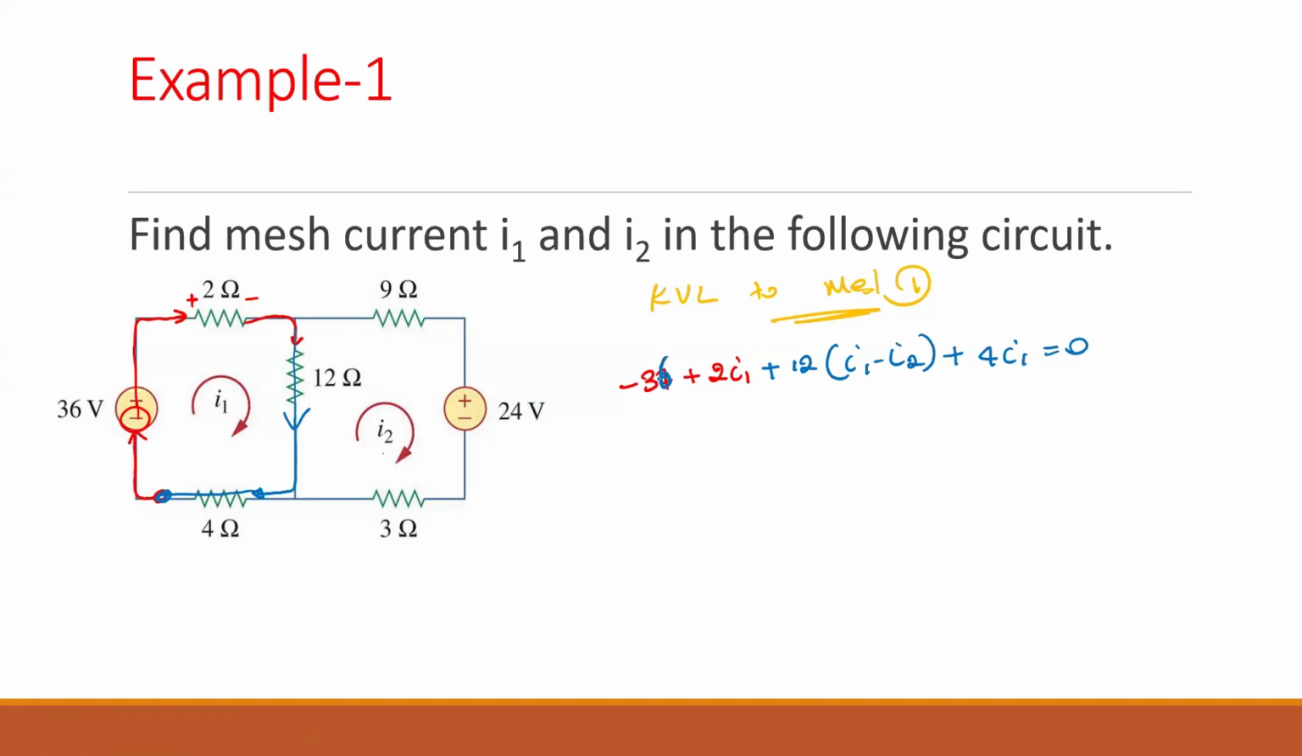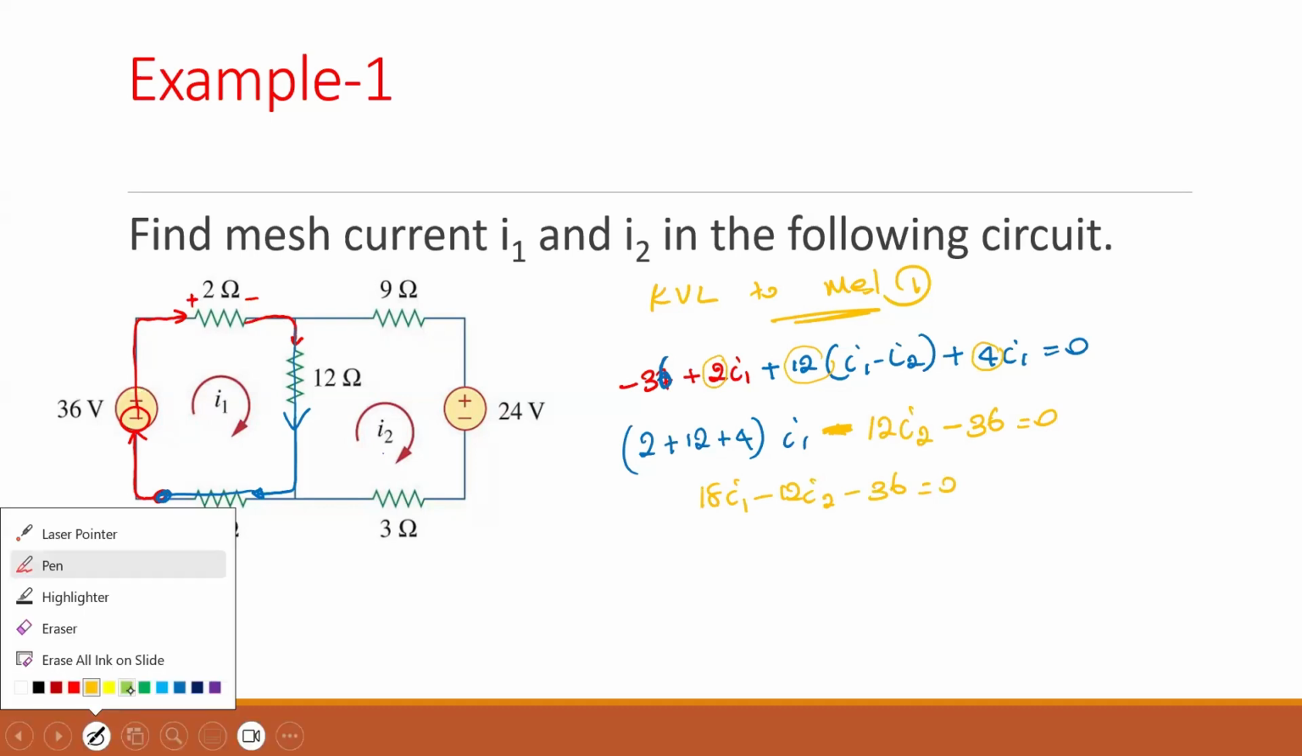So now if you write it, you can say 2 plus 12 plus 4 times I1. How did I get it? So I have 2 plus 12 plus 4, and then I have negative 12 times I2, and negative 36 is equal to 0. So I can say 4, 5, 6, 7, 8. 18 I1 minus 12 I2 minus 36 is equal to 0.